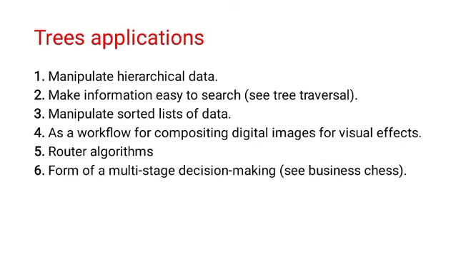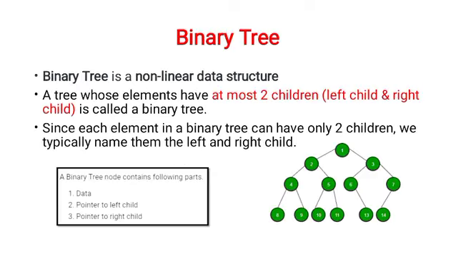Next, tree applications. These are some of the areas where we use trees. Trees are used to manipulate hierarchical data. They make information easy to search and to manipulate sorted lists of data. They are used as a workflow for compositing digital images for visual effects. They are also used in router algorithms and for multi-stage decision making, for example, business chess. This is one of the types of tree: the binary tree.